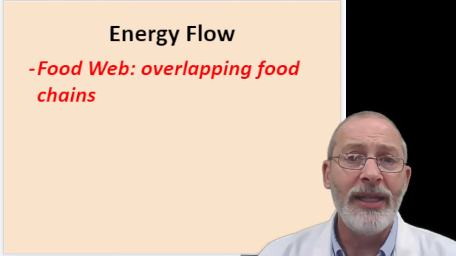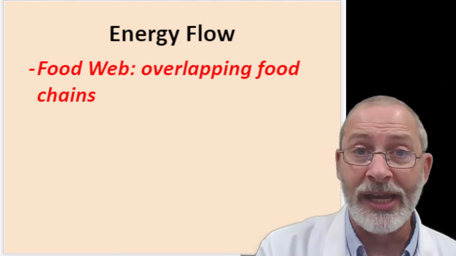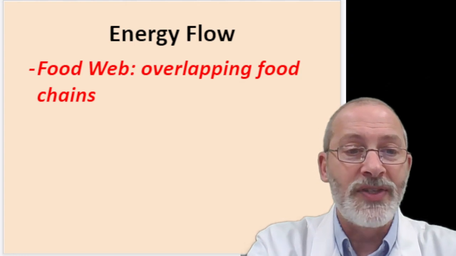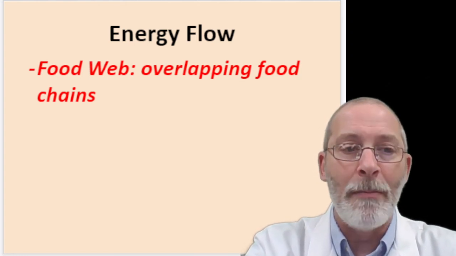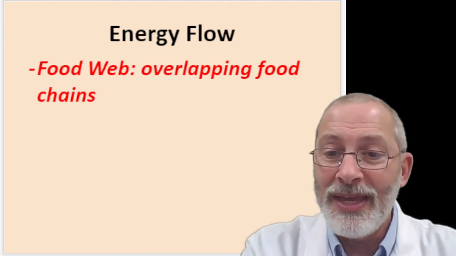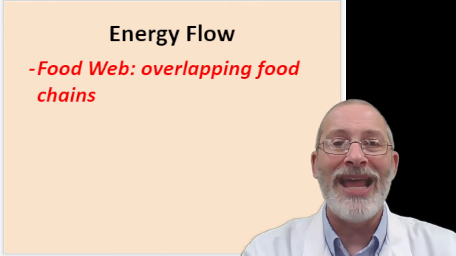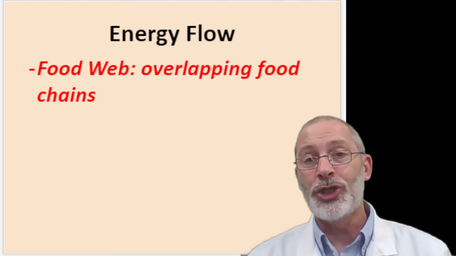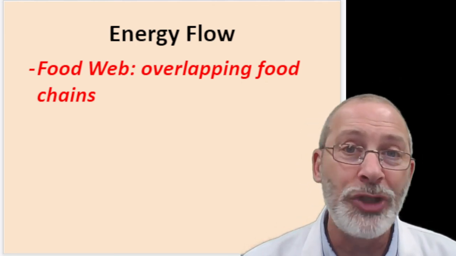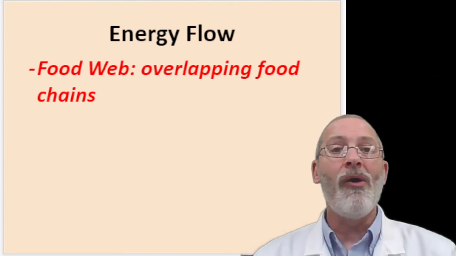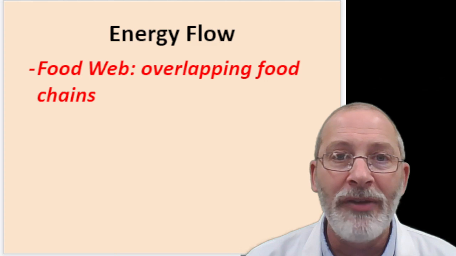Now, let's take this food chain and go a step further. We're going to talk about this thing called a food web. A food web is basically interconnected or overlapping food chains because in nature, you don't have just one food chain and that's it. But there are all of these overlapping food chains.